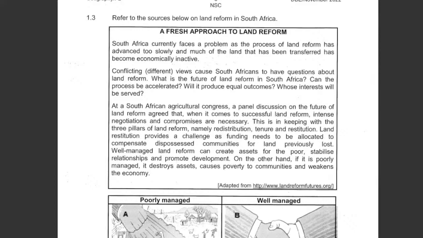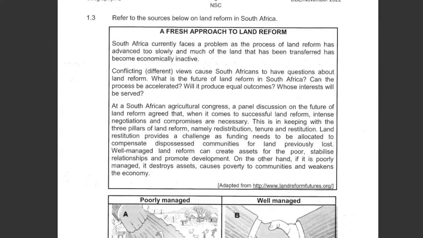Sorry, conflicting or different views cause South Africans to have questions about land reforms. What is the future of the land reform in South Africa? Can the process be accelerated? Will it produce equal outcomes? Whose interests will be served? At a South African Agriculture Congress, a panel discussion on the future of the land reform agreed that when it comes to successful land reform, intense negotiations and compromises are necessary.